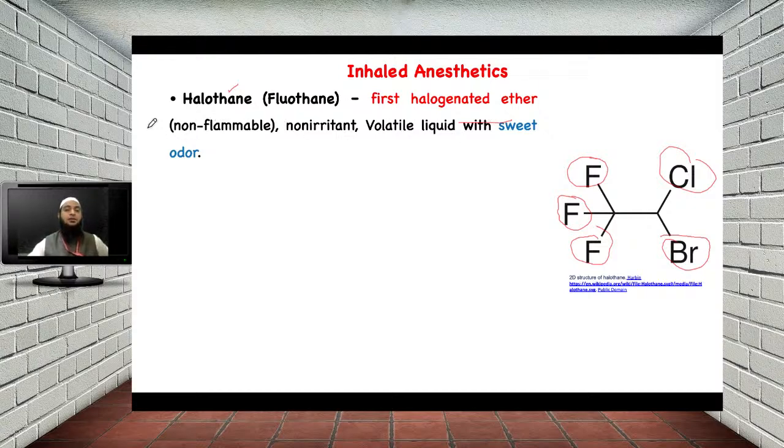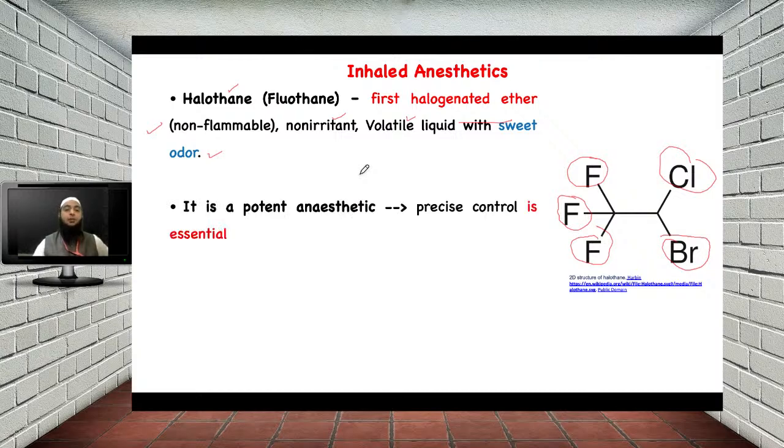What are the advantages? It is non-inflammable, so it is the ideal one, non-irritating, a volatile liquid with sweet odor. Essentially, since it is non-irritating, volatile, and has a sweet odor, the patient can happily take this anesthetic agent. So the anesthesia becomes pleasant to the patient if you are using halothane. It is also a potent anesthetic, so you can precisely control the anesthesia whenever you need. You can induce anesthesia and also induce the recovery of that particular patient.